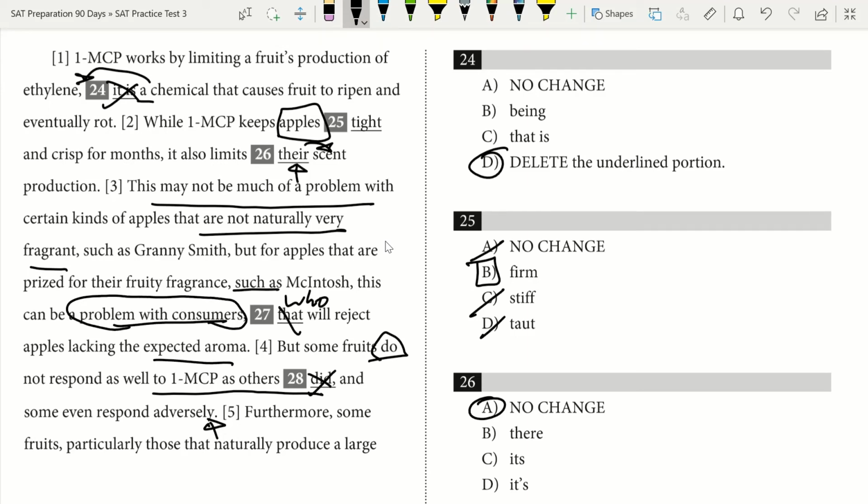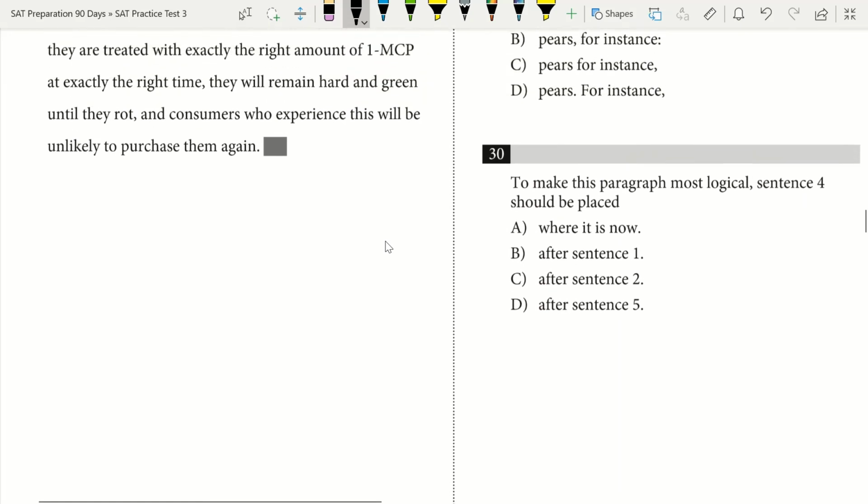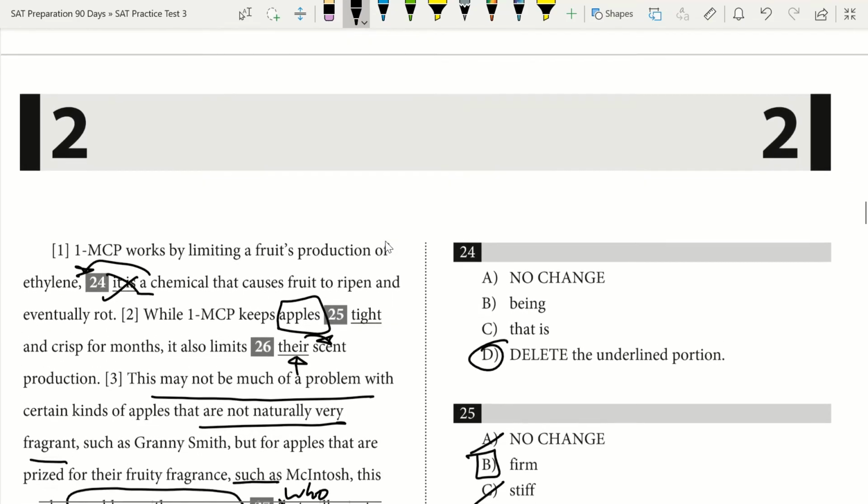There's a problem with consumers and that lack of the expected aroma. So that's an adverse effect. So we're going to want to place this then. We're going to want to place it after, I believe it was, what are our options here? We got A, B, C, and D. Okay, we're going to want to place this one. We want to talk about the adverse production.